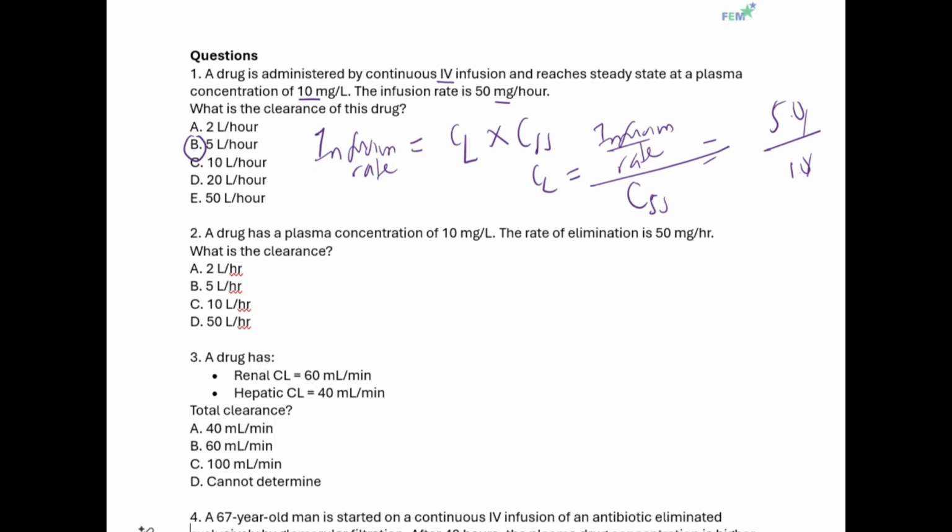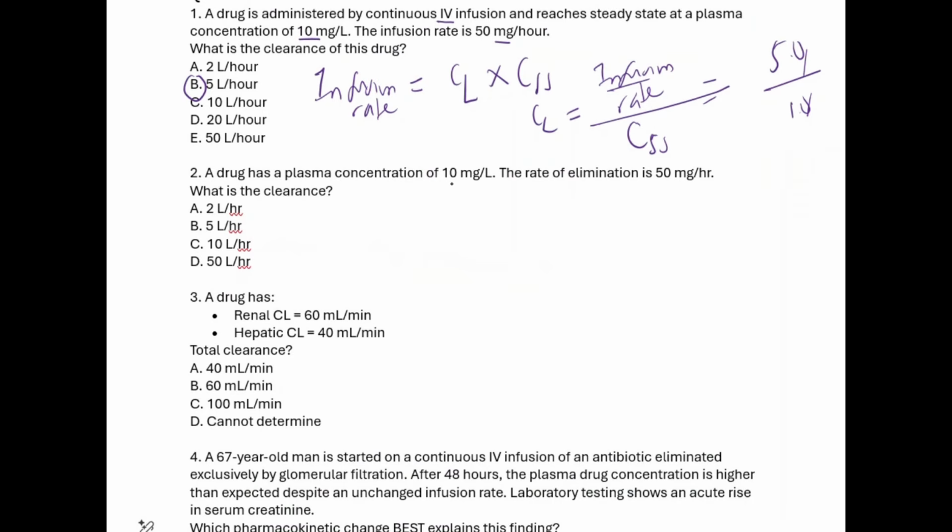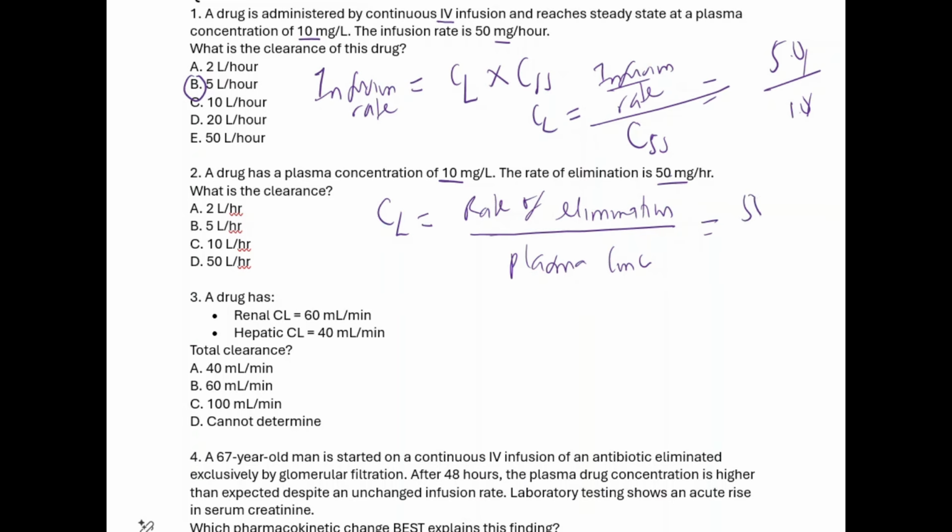So moving on to the next question. A drug has a plasma concentration of 10 milligrams per liter. The rate of elimination is 50 milligrams per hour. What is the clearance of this medication? As you remember, like we mentioned earlier, clearance is the rate of elimination divided by the plasma concentration of the substance. The rate of elimination here is what? 50. And the plasma concentration of that substance is 10. And that also gives us what? 5 liters per hour. So the best answer there will be B.